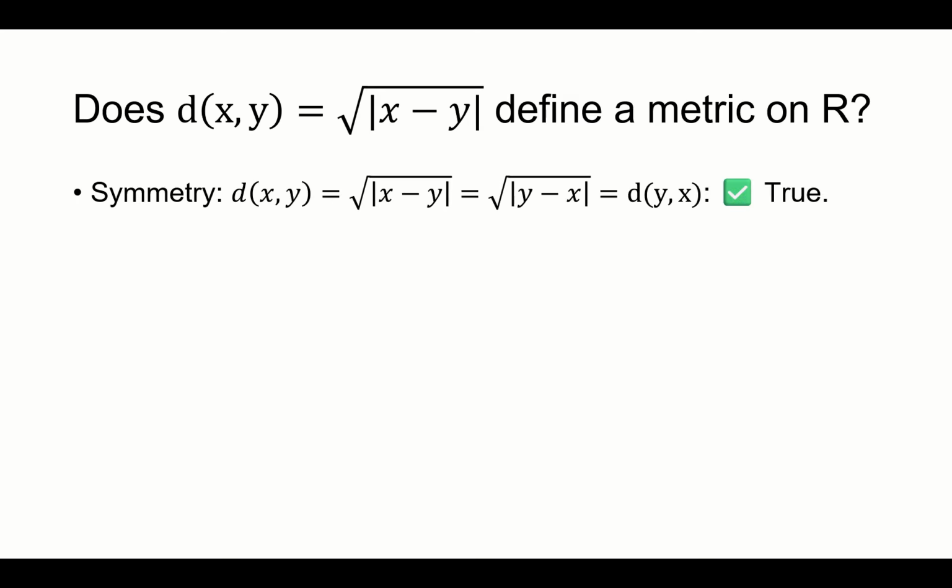Next one, we want to test for symmetry. So we want to show that the distance between x and y is equal to the distance between y and x. And this is true because the absolute value of x minus y is equal to the absolute value of y minus x.